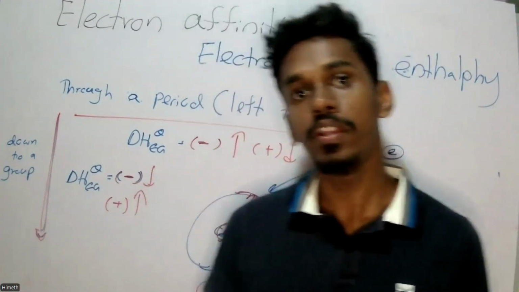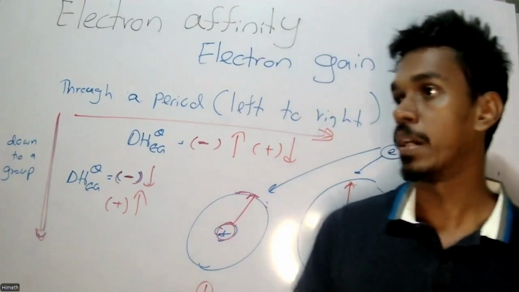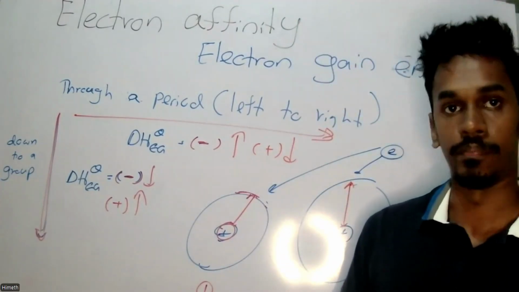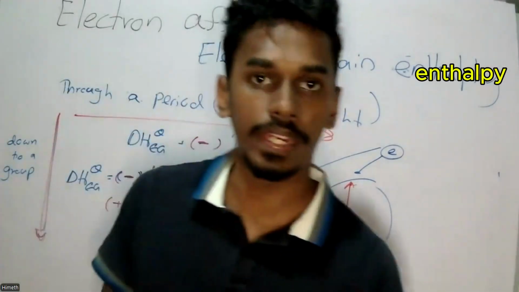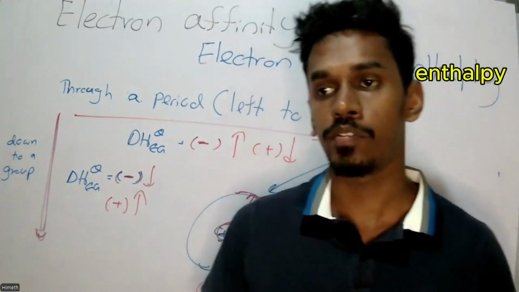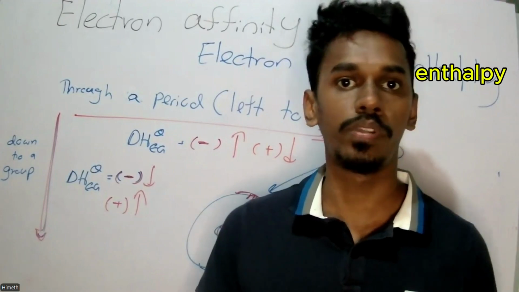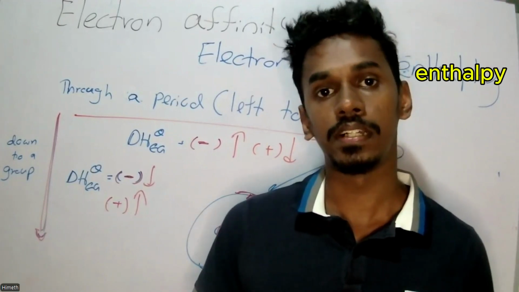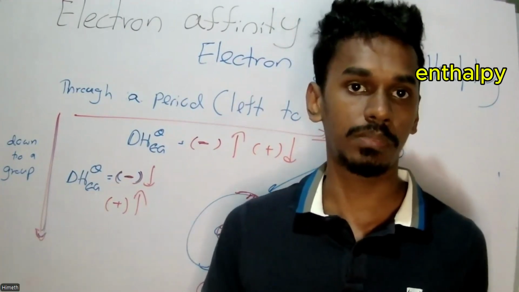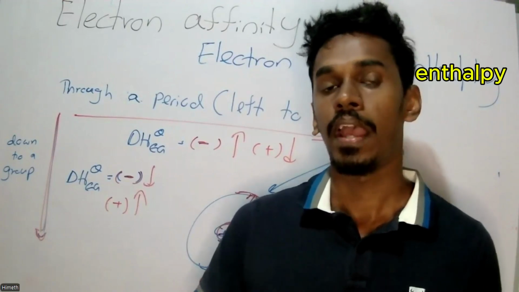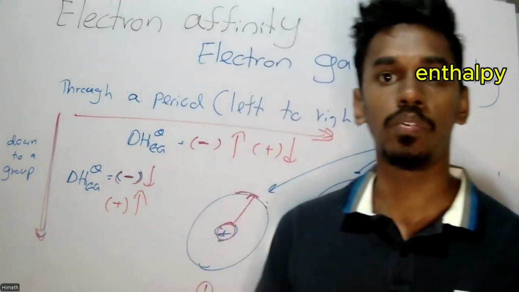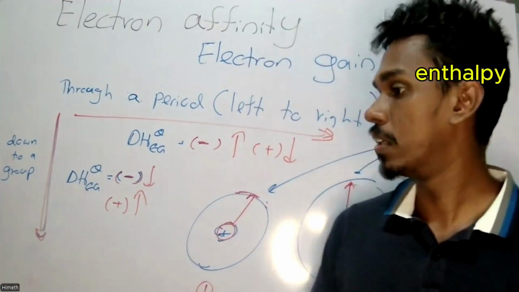At the end of the video, I will show you some real values of electron gain enthalpy of some atoms. Now I have talked about the electron gain enthalpy. In the very beginning of the video, I told you that electron gain enthalpy and electron affinity are two different things. A lot of people think these two are the same thing. No, these have two different ideas. Even in your textbook, they mention that electron affinity and electron gain enthalpy are two different ideas. So here, let's focus on what the difference is between these two things.